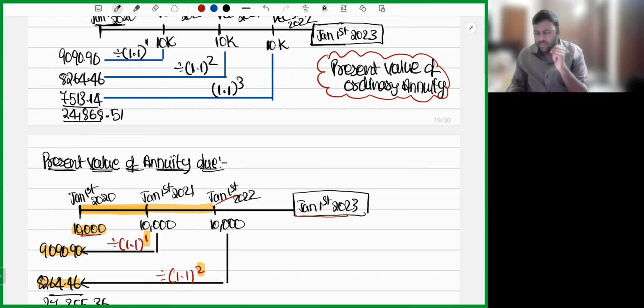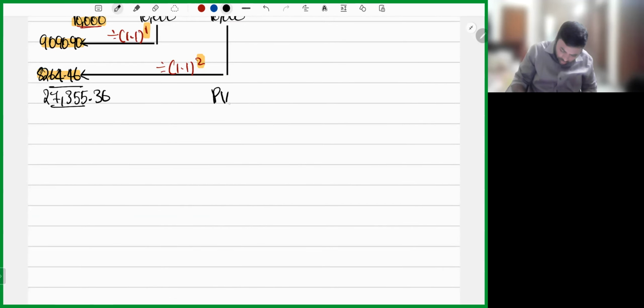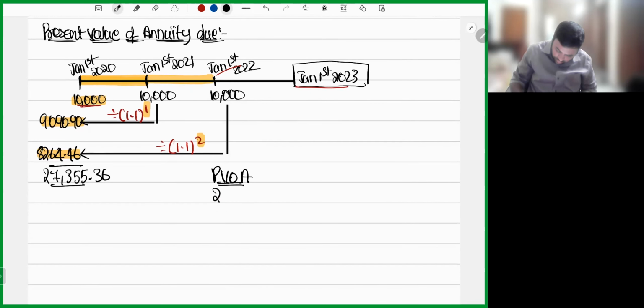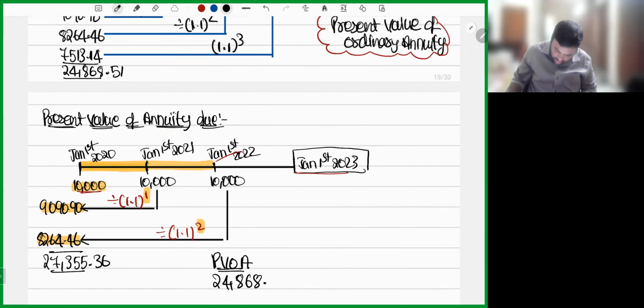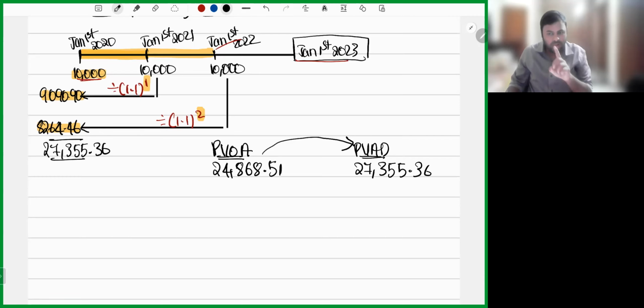Sir, but we remember that you said ordinary annuity and annuity due difference is only 1 year interest. For ordinary annuity, if you add 1 year interest, you said you will get annuity due. Then why have you done all this nonsense? Let us see that also. What is present value of ordinary annuity? 24,868.51. Present value of annuity due, 27,355.36. Means I will say difference between ordinary annuity and annuity due is only 1 year interest.